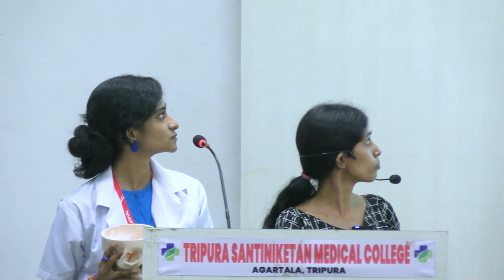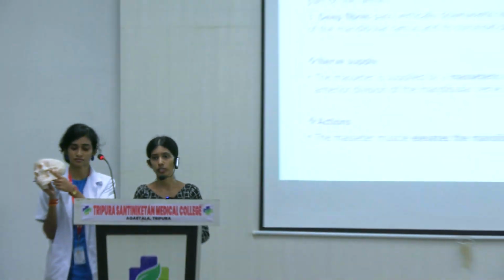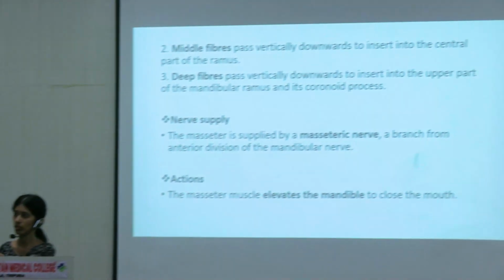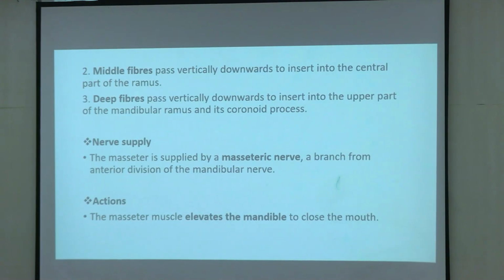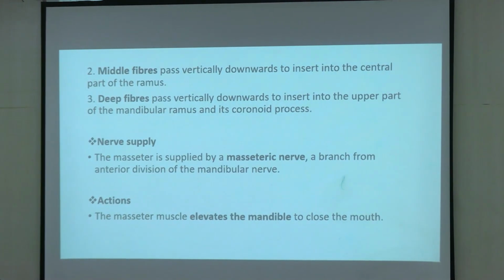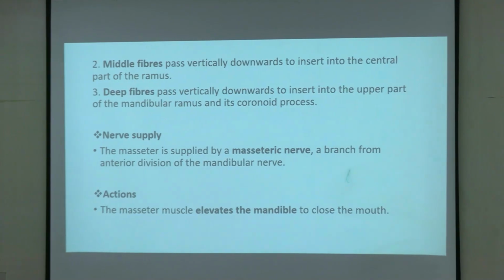Okay. Next we have deeper fibers. It will pass vertically downwards again and it will insert into the upper part of the mandibular ramus and also to the coronoid process part. So that is the coronoid process, and another structure is the upper part of the mandibular ramus. This is central part, right? So this will be the upper part. Upper part and also the coronoid process.